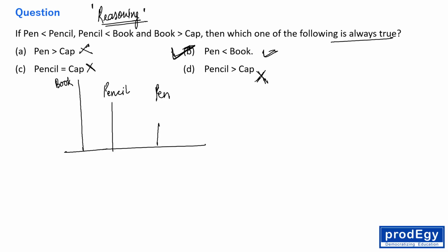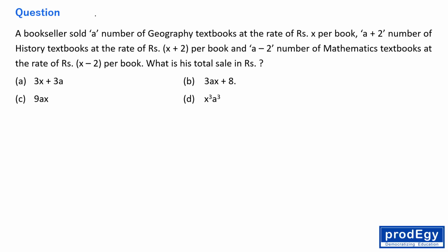Okay, let's talk about the next question. This question belongs to algebra, right? The question is saying a bookseller sold a number of geography textbooks at the rate of X per book, and a plus 2 number of history textbooks at the rate of X plus 2 per book, and a minus 2 number of mathematics textbooks at the rate of X minus 2 per book. What is his total sale in rupees? Okay, fine. So obviously it's a very simple one.